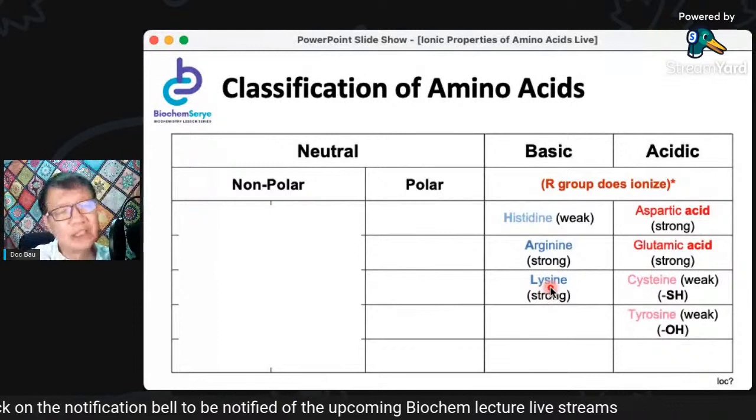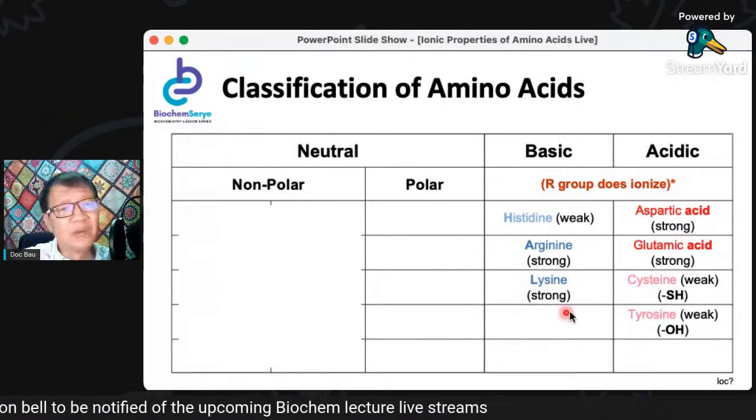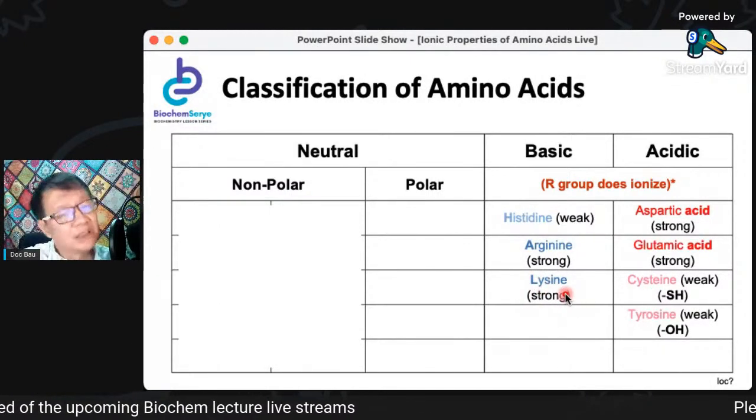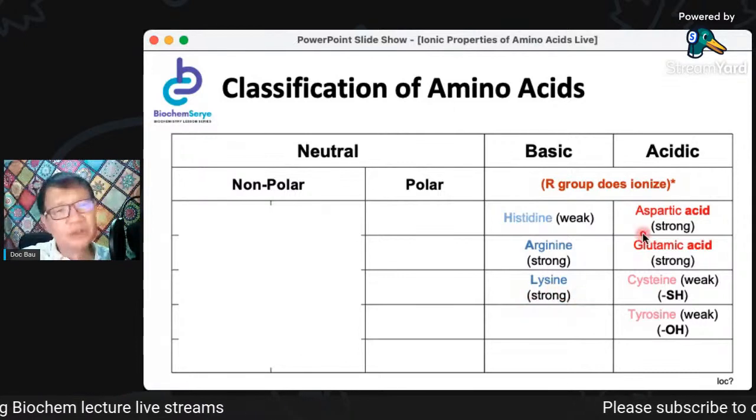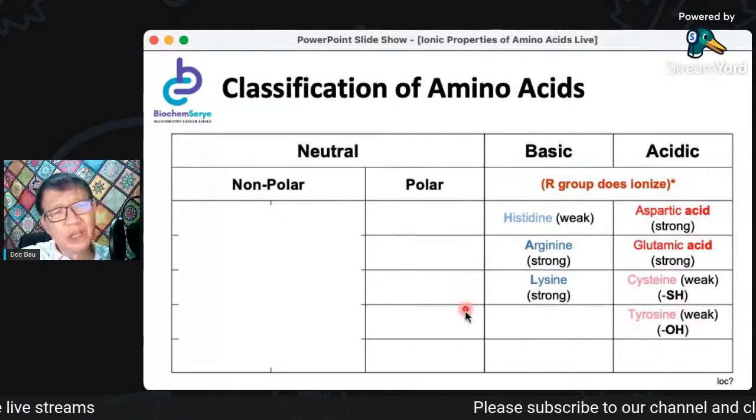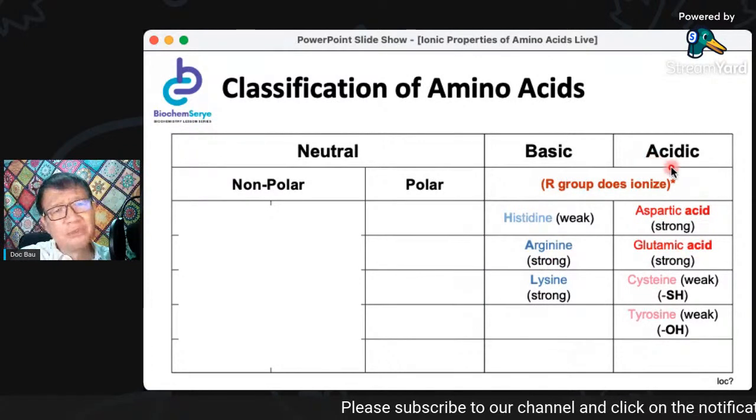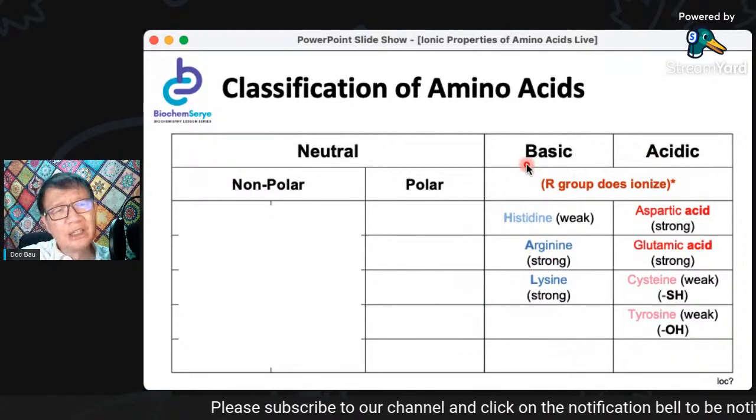Now we'll see lysine, we will titrate lysine. The third functional group of lysine is your epsilon amino. So if I were you, just remember the seven: four acidic and three basic.